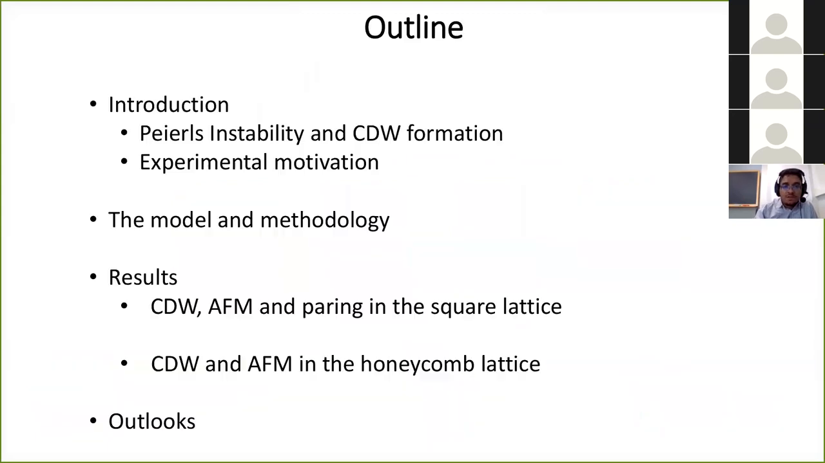I divide my presentation this way, where first I will present a very brief introduction about the issue, and then I will present the model and the methodology. Actually, the methodology will be very quick because it's basically an auxiliary field and all of you now are experts on it. And after that, I will present my results and some outlooks. Okay, so let's go to the introduction.